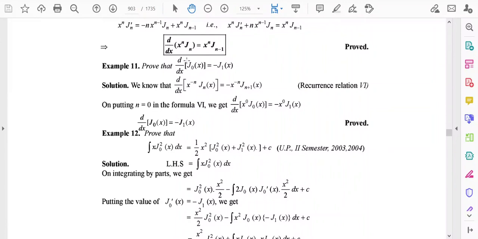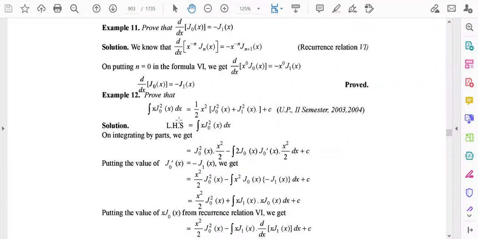Now we will show some examples. We have to prove d/dx of J0 x is equal to minus J1 x. How to show that? Recurrence relation 6 is d/dx of x to the power minus n J n x is equal to minus x to the power minus n J n plus 1 x. Now if we put n equal to 0, the left hand side becomes d/dx of x to the power 0 into J0 x, and the right hand side becomes minus x to the power 0 J1 x. That means d/dx of J0 x is equal to minus J1 x.